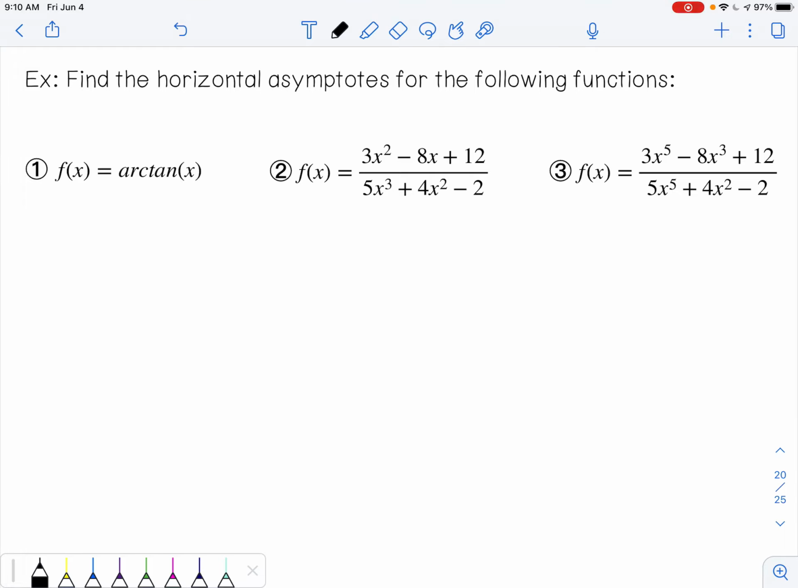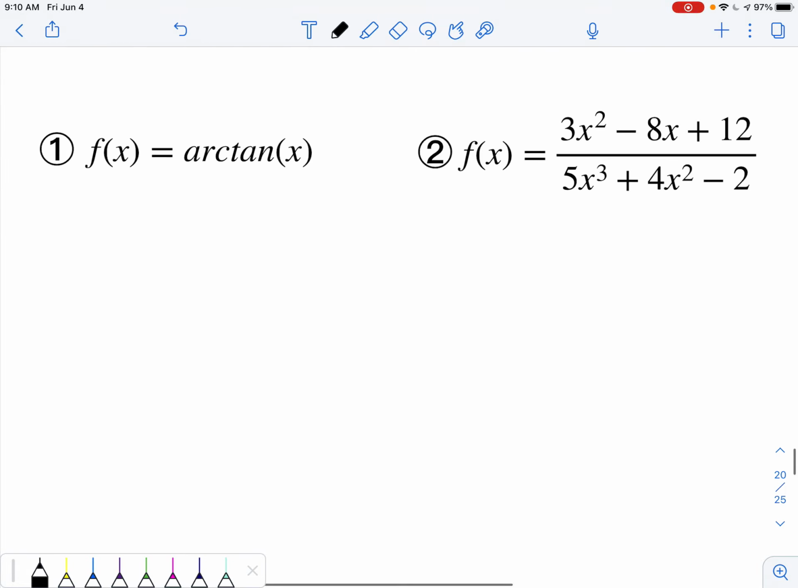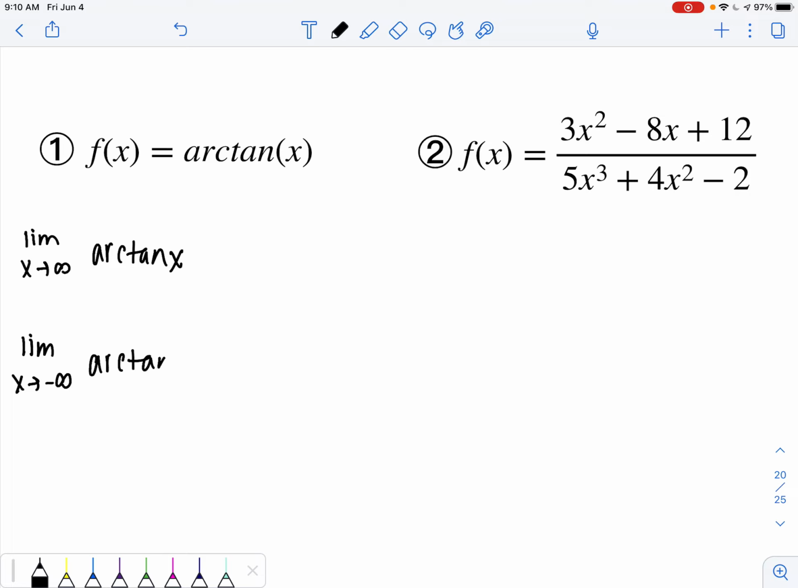Okay, so let's see. Now we're going to show proper limit notation for finding horizontal asymptotes for the following functions. So let's look at arctan first. To find our horizontal asymptotes, we're going to take the limit as x approaches infinity of arctan, and we're also going to take the limit as x approaches negative infinity of arctan.